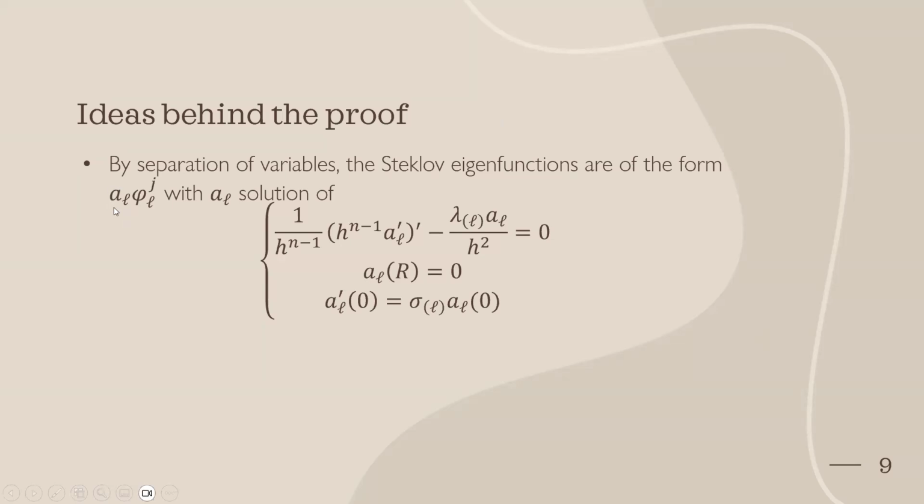A function A_L defined on the interval 0 to R, times a certain function on the sphere. And we replace this in our Steklov problem. What we obtain is that the functions on the sphere are solutions of the Laplace problem for the sphere, and the function on the interval satisfies the following problem: A_L satisfies an equation of degree 2 with the following conditions. We want the function A evaluated at R to be equal to 0, and we have the following condition at the boundary with our Steklov eigenvalue.